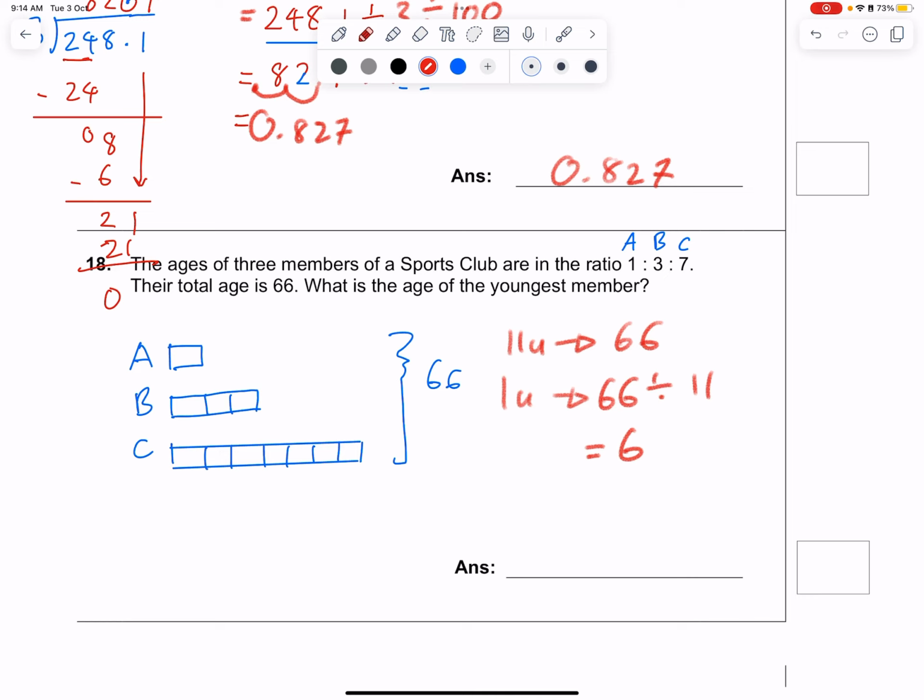Now they told you what is the age of the youngest one. So your youngest one is actually A, and therefore the answer in this case is 6. Okay, next.